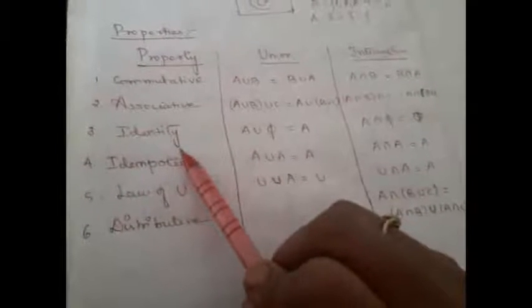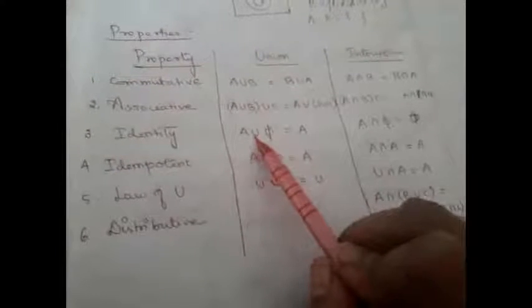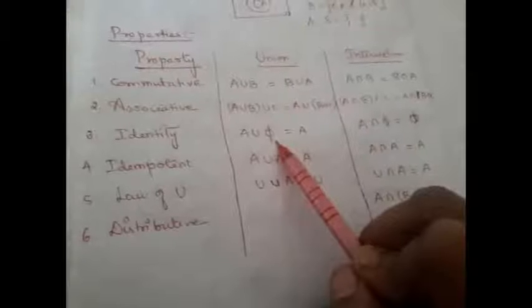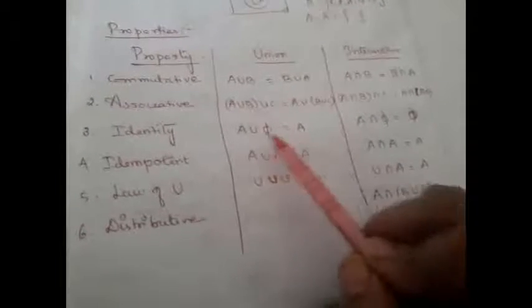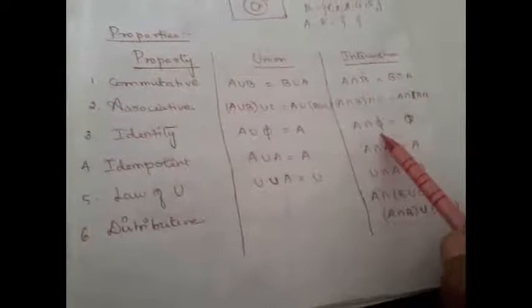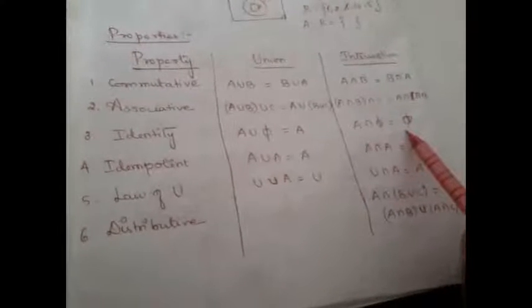Then identity. Which is identity here? Null set will be the identity. So A union null set will be what? Union means it should contain all the elements, right? So when you union the set A and the null set, you will get the set A as your answer. When you intersect with the null set, then none of the elements will be in common, so you will get null set as your answer.